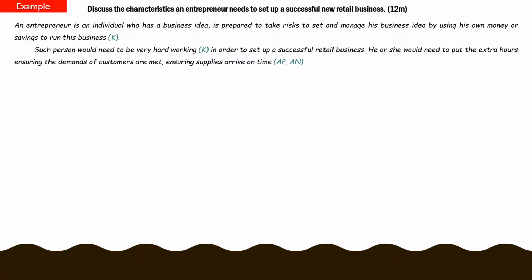Second paragraph starts talking about the characteristics required. Such a person would need to be very hardworking in order to set up a successful new retail business. He or she would need to put in extra hours, ensuring the demands of customers are met, ensuring supplies arrive on time. This is marked here again for application and analysis, because what has been done is basically interpreting what hardworking means in the context of a retail line.